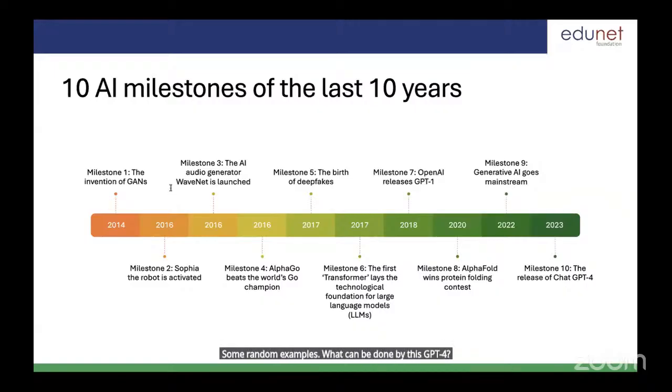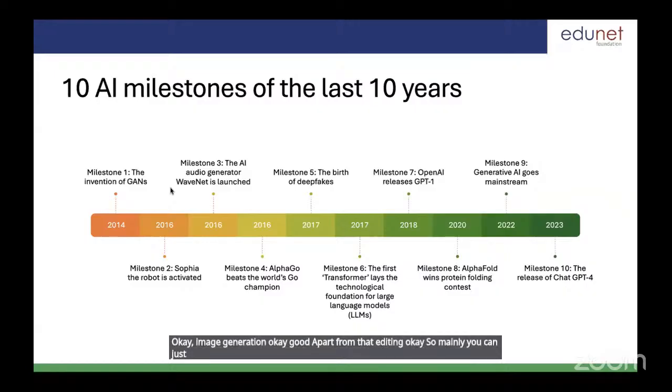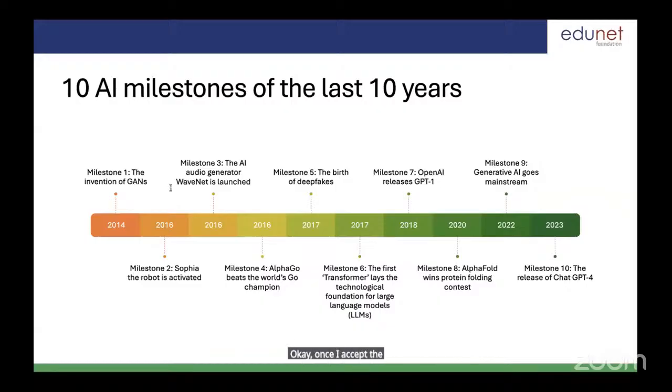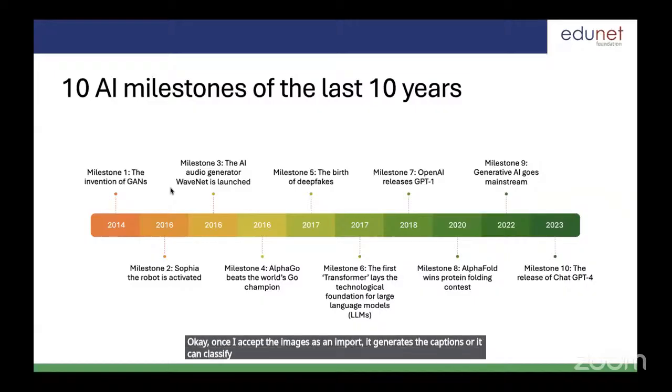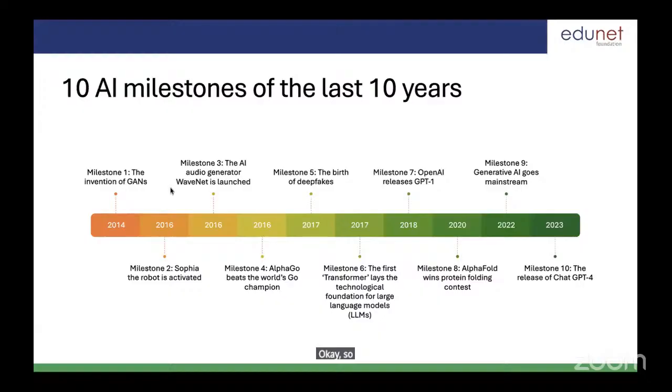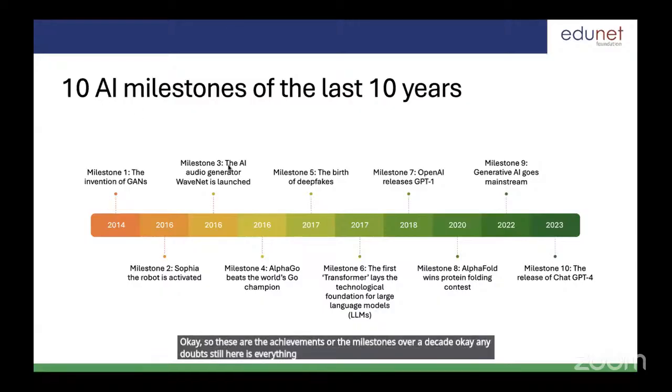Image generation. Okay, good. Apart from that, editing. Okay. So mainly you can say that GPT-4 can accept images as inputs. Once it accepts images as inputs, it generates captions or it can classify what the things in the image are, etc. So these are the achievements or milestones over a decade. Any doubts still here? Is everything clear, students? Yes.